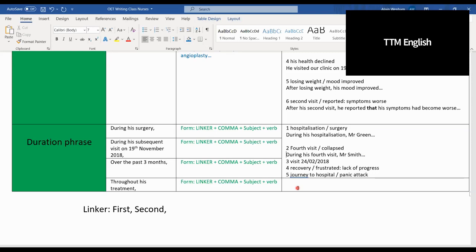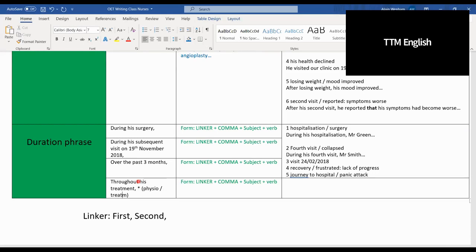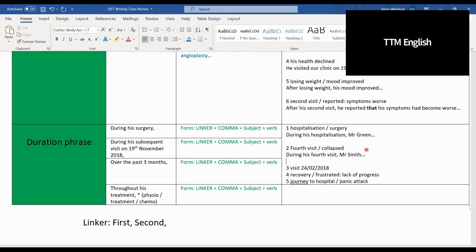Yeah. Can I say throughout his fourth visit, guys? No. This one is more for like physio and treatment, that kind of thing. Physio, treatment, maybe chemo, right? That's where we would use that. What about this one? Visit 24th/02/2018.